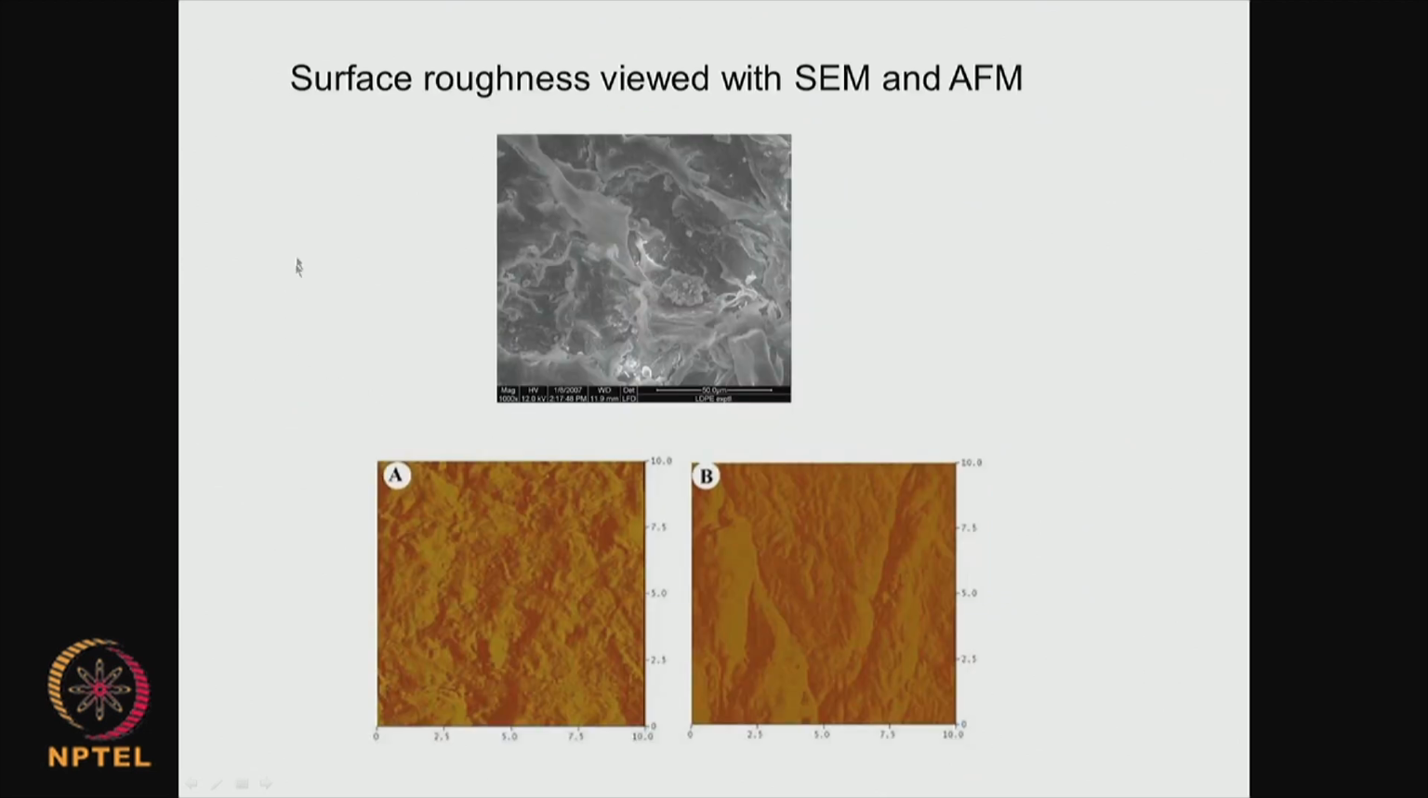Okay. So for example, if you look at this picture, this tells you the surface roughness. This is a polymeric material.